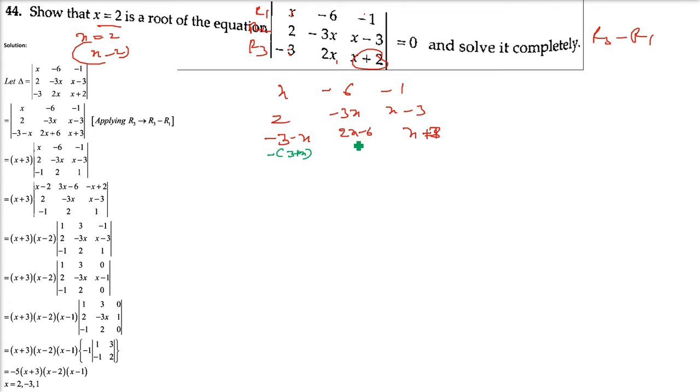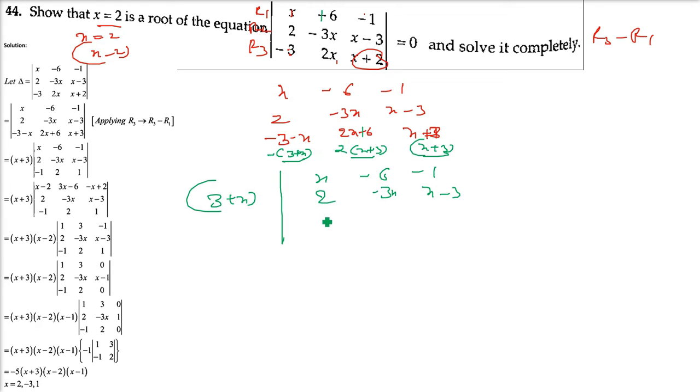You can take 2 common from here. If you take x common, you get 2x plus 3 inside. And the third one is already x plus 3. I am talking about the third row. So in the third row, you can take x plus 3 common. So 3 plus x or x plus 3, whichever you can take common. X minus 6 minus 1, 2 minus 3x, x minus 3, minus 1, here minus 1, here 2, or 1 will remain.